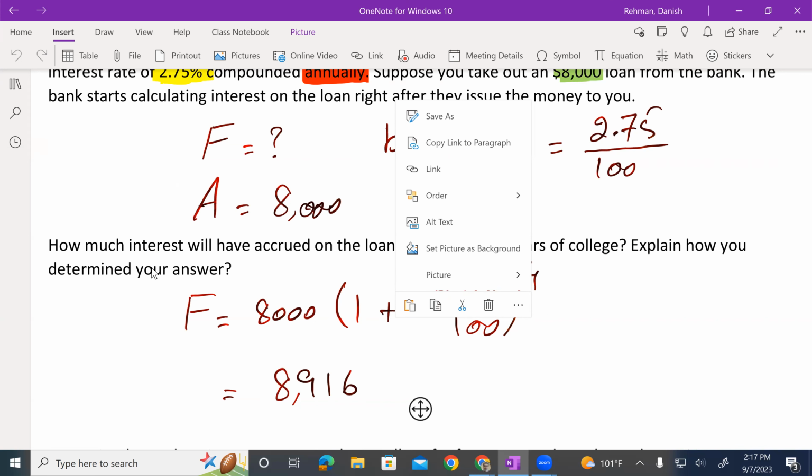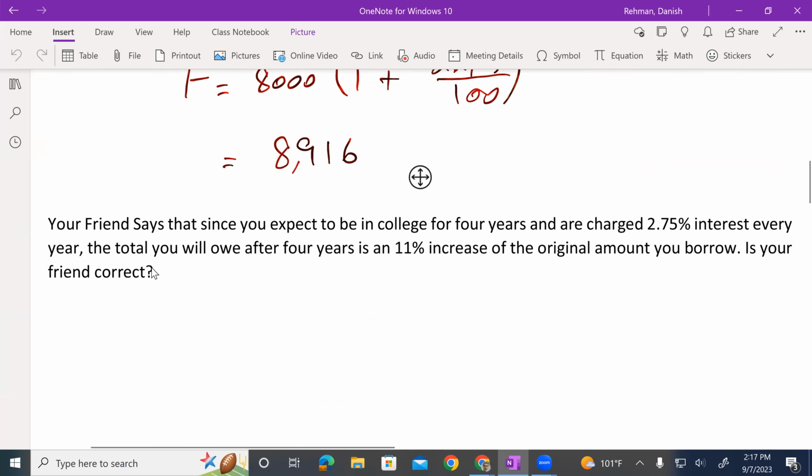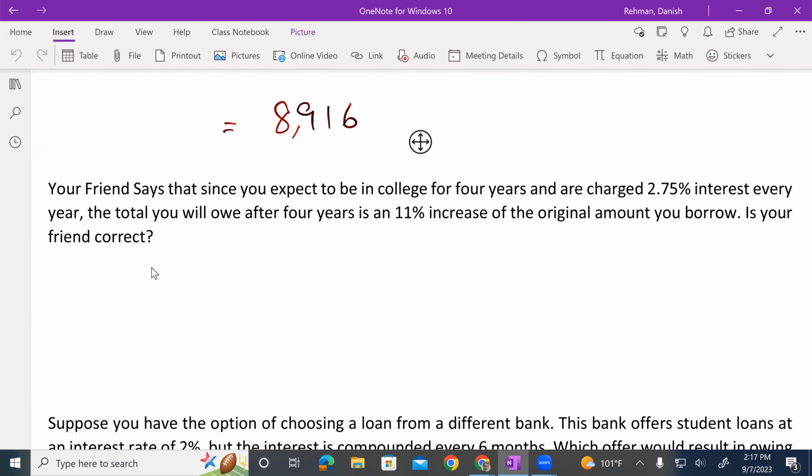Now, next thing, let's keep on reading. The next thing it's saying is, we have a very good friend. He or she is trying to help us take a smaller amount of the loan or a smaller interest rate of the loan. What is she saying? Your friend says, since you expect to be in college for 4 years, and you're being charged 2.75% every single year, the total you will owe after 4 years is an 11% increase of your original amount. Is she or he right?